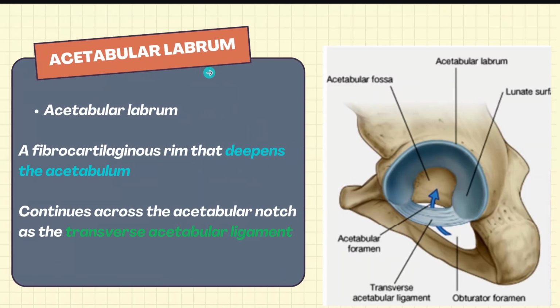Now the acetabular labrum. The acetabular labrum is a fibrocartilage rim that deepens the acetabulum. It's going to be around here. I'm pretty sure there was a better picture than this, but that's fine. It continues across the acetabular notch as the transverse acetabular ligament.